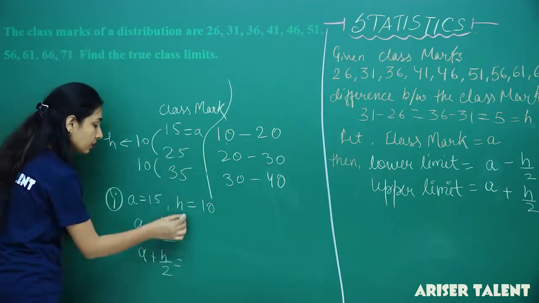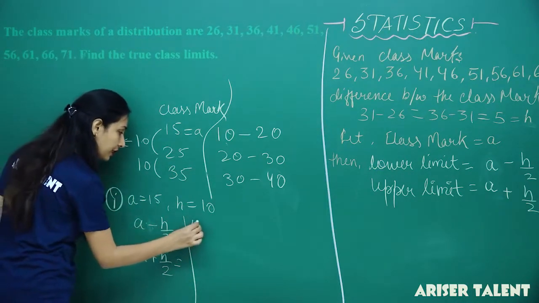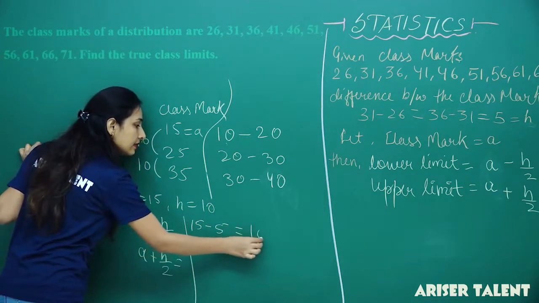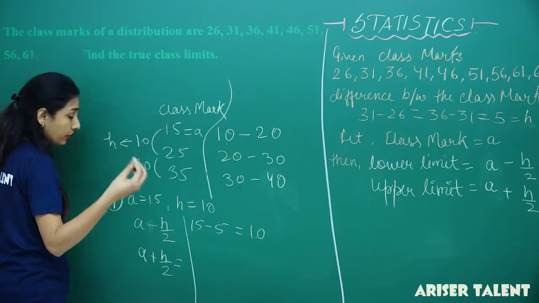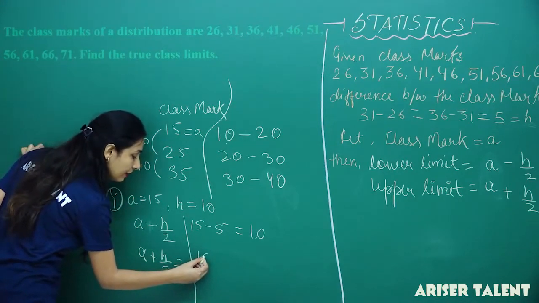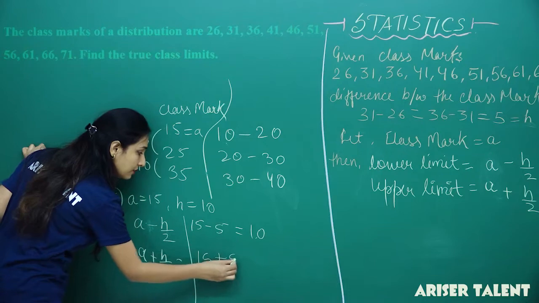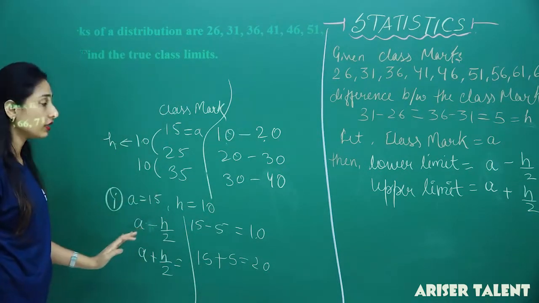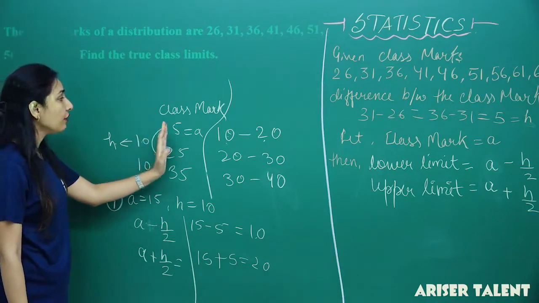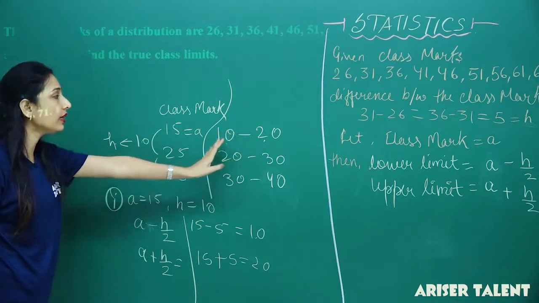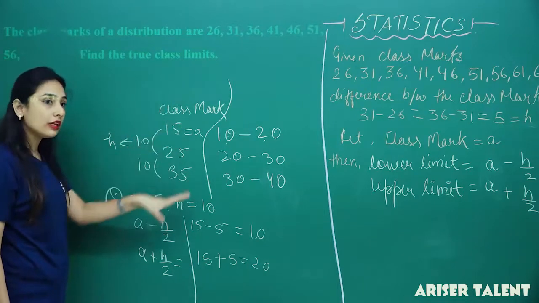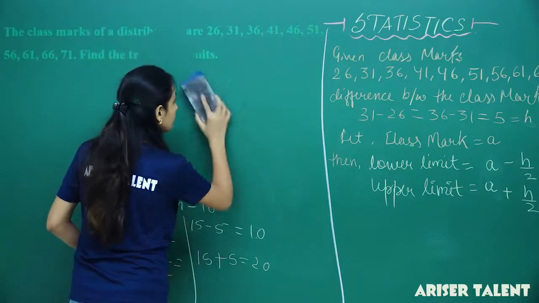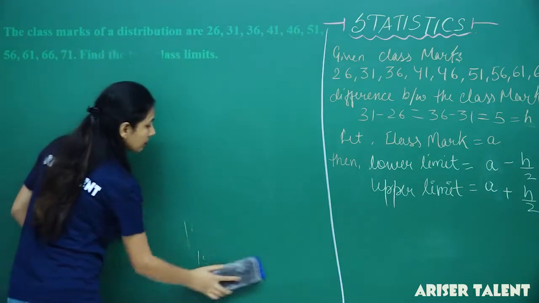Now let's see if it is true or not. So A, which is 15, minus 10 by 2. 10 by 2 is simply 5, so that is 10, your lower limit. Now here it will be A, 15, plus 5, that is 20. So here we got 10 and 20. This is how the formula works. So we can get the lower and upper limits from the class mark. We are going to apply the same formula right there.